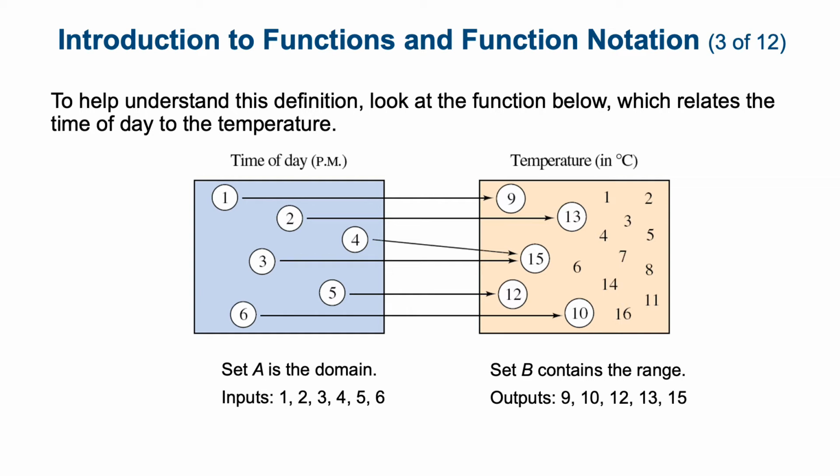So at 1 p.m. it was 9 degrees. At 2 p.m. it was 13 degrees. At 3 p.m. it was 15, and at 4 p.m. it was also 15, and so on.